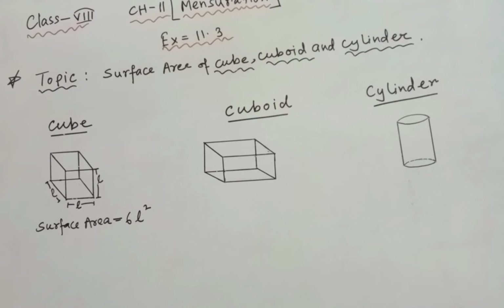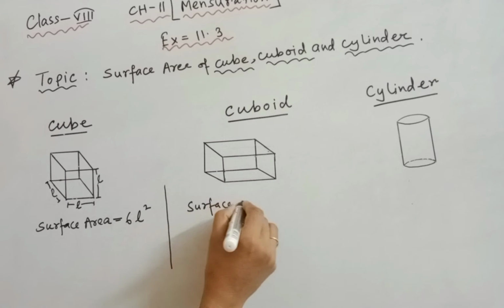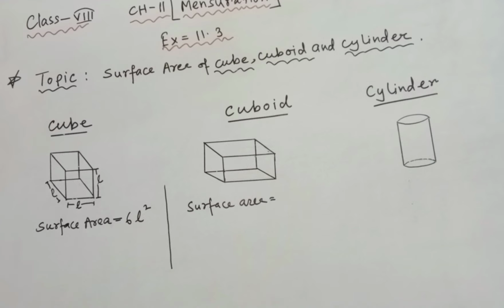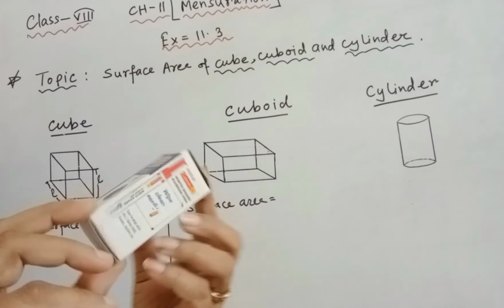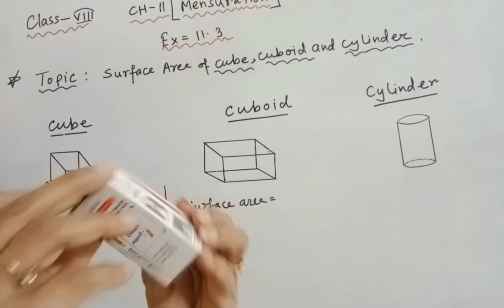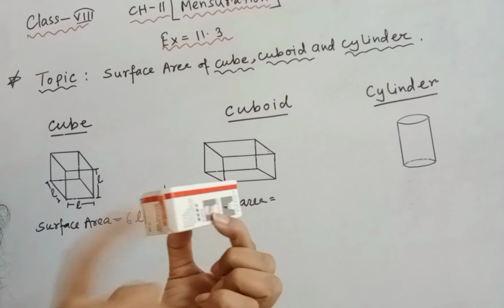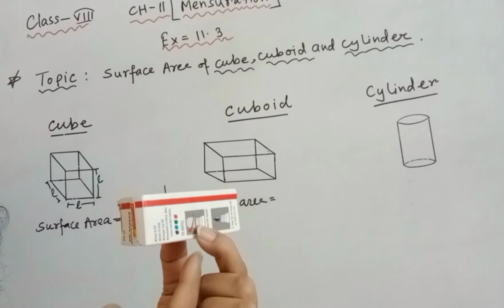Surface area of a cuboid. Now first of all, what is a cuboid? You can see this diagram, this figure. It looks like a cuboid. See, it also has 6 faces: front, back, left, right, top and bottom.